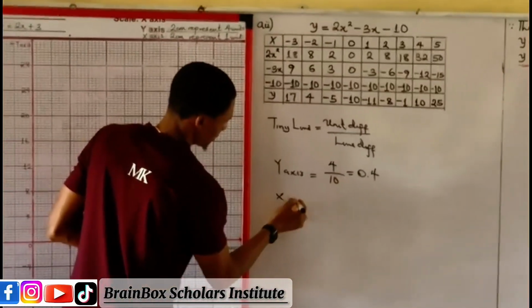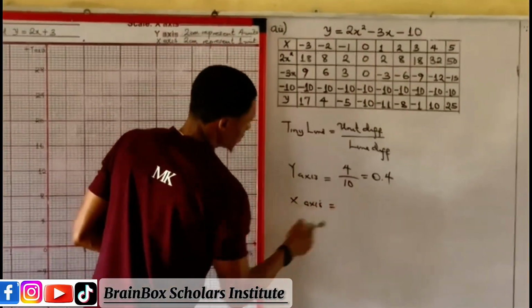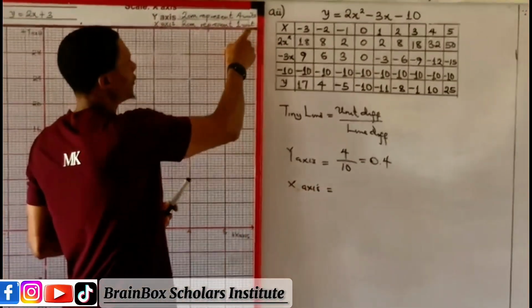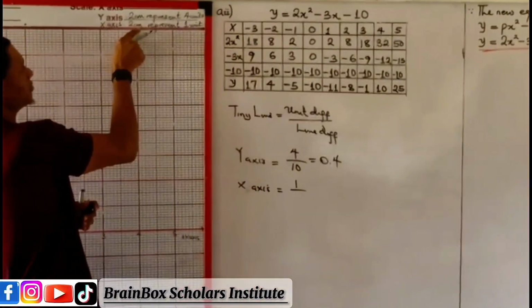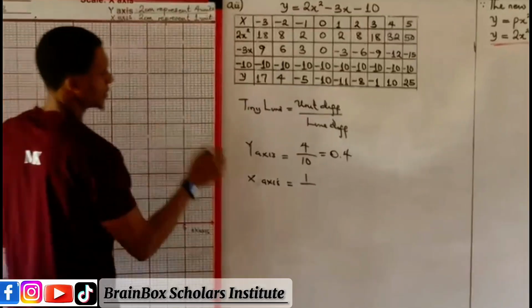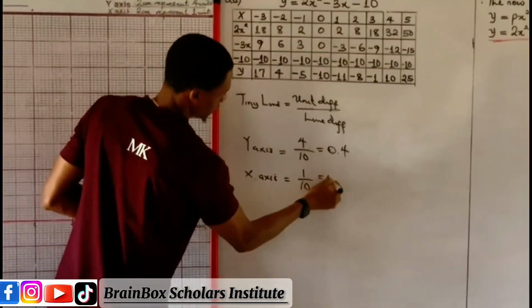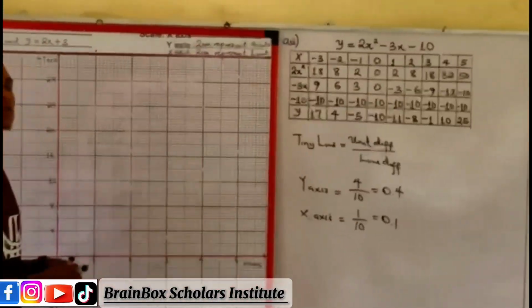Now, let's go for the x-axis. For the x-axis, the unit difference is what? Is 1. I'll put 1 for 2 boxes, right? Which is 10 lines. So this becomes 0.1. Alright, let's cross check.